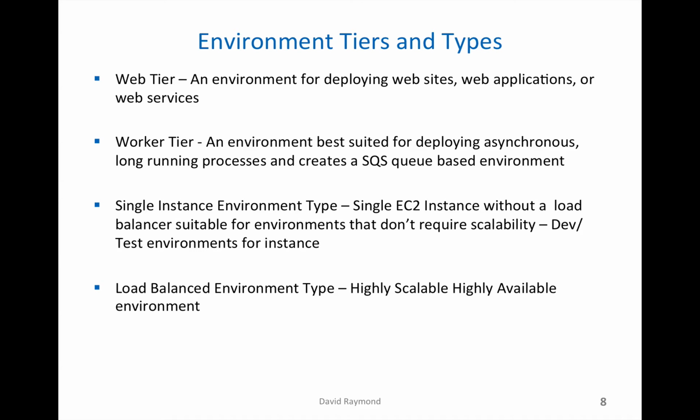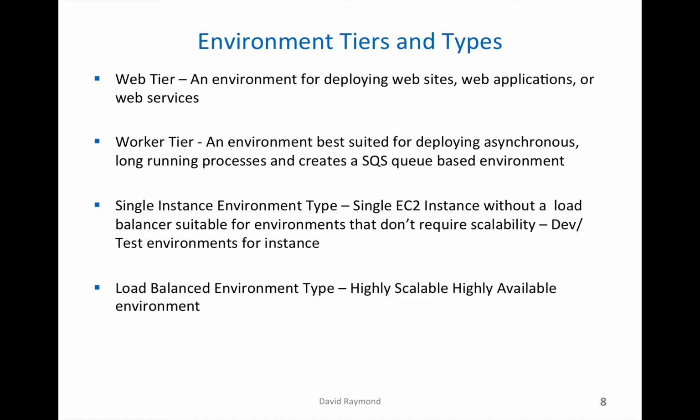Elastic Beanstalk supports multiple environment tiers and environment types. You have two tiers: a web tier, an environment for deploying websites, web applications, or web services, and a worker tier, an environment best suited for deploying asynchronous long-running processes, which creates an SQS queue-based environment. Then you have two types of environments. You have a single instance environment type, which is a single EC2 instance without a load balancer, suitable for environments that don't require scalability, like a dev or test environment, for instance.